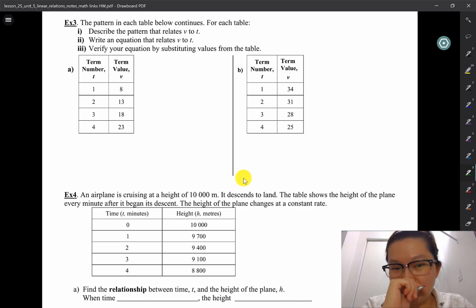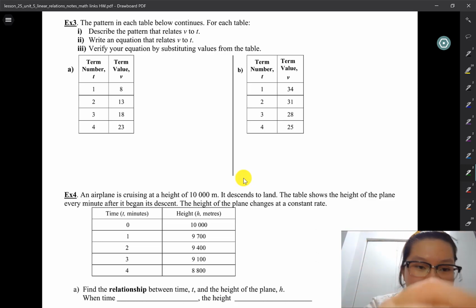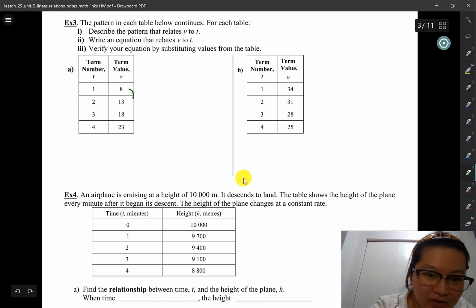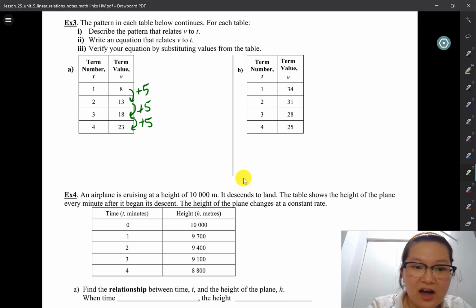The first thing we want to do is find the pattern as we go from one row to the next. So from 8 to 13, you might notice that we have to add 5. Let's see if that pattern continues. It does continue. I do have to add 5. I have to add 5 again. So every time I am adding 5.